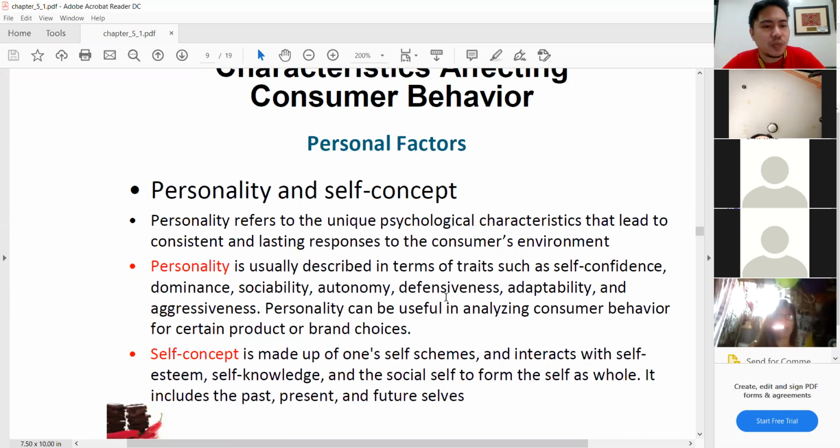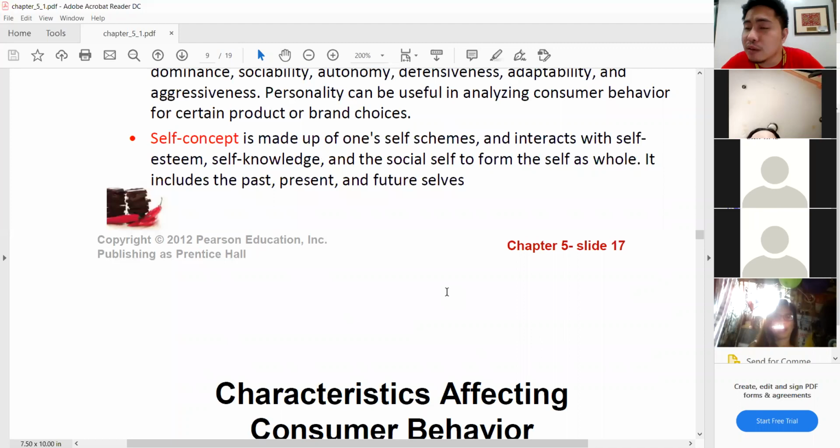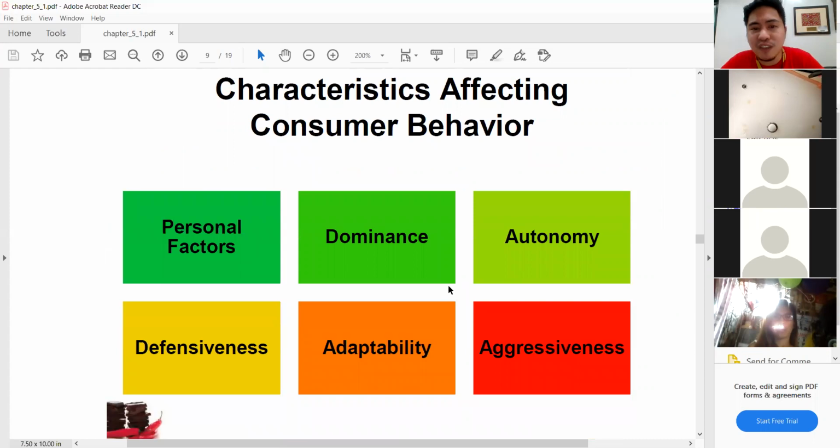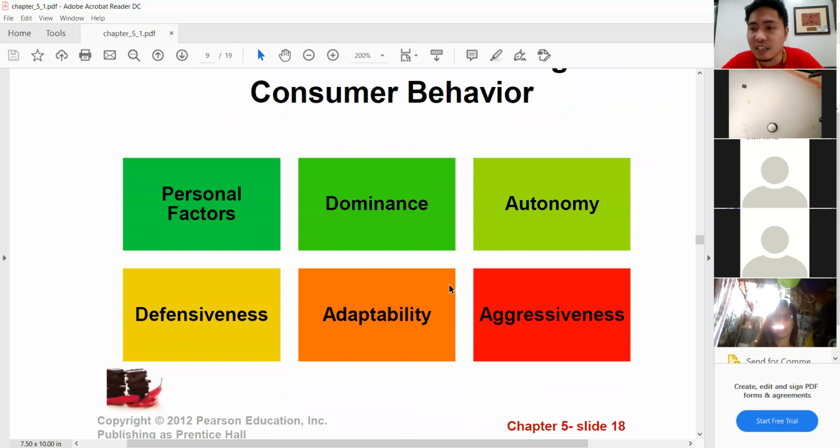So we do have a lot of personality factors. In fact, according to the 16PF test, we have 16 personality factors clustered under 5 global personalities, according to the Big 5 personalities. I'll take note of the types of personalities according to the Big 5 inventory as well as the 16PF so that you can have an advanced reading on this. So another one is characteristics affecting consumer behavior. So aside from personal factors, we have different personalities here. We have autonomy, dominance, adaptability, aggressiveness, and defensiveness.